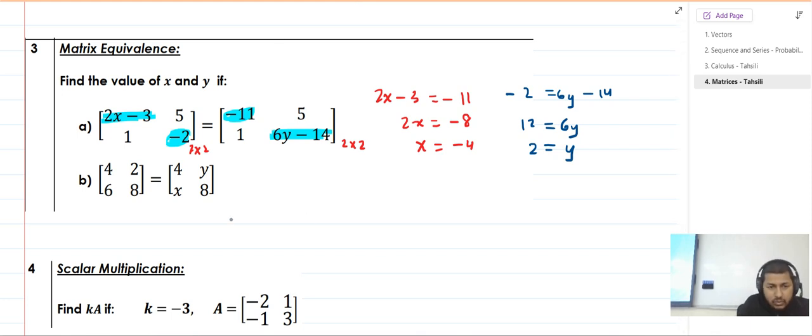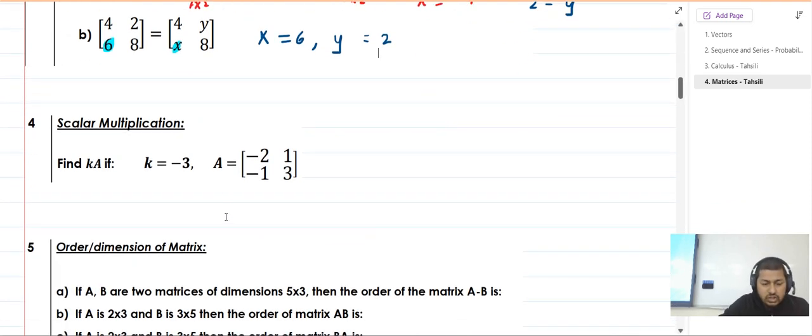Next one, we want to solve for x and y. That's pretty simple because the location of x is there and there. So x is equal to 6. Okay, and the location of y is in row 1, last value, so y is equal to 2. Simple.